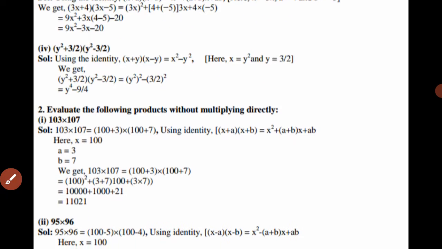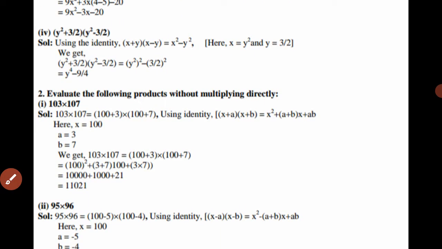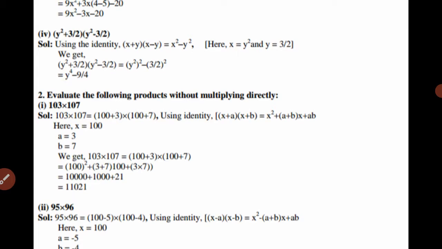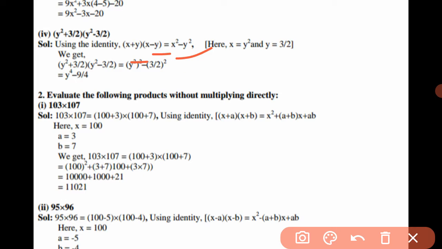Now after this, see its fourth part. In the fourth part we have (y square plus 3 upon 2) into (y square minus 3 upon 2). So here also one more identity is there. In this we can use the identity (x plus y)(x minus y) equals x square minus y square, where x equals y square and y equals 3 upon 2.